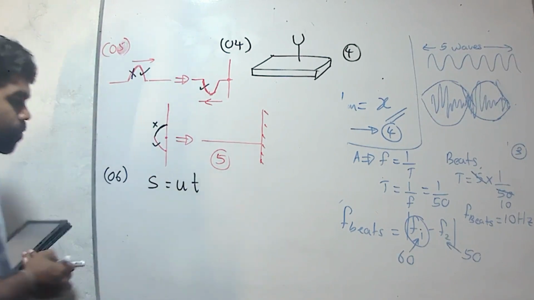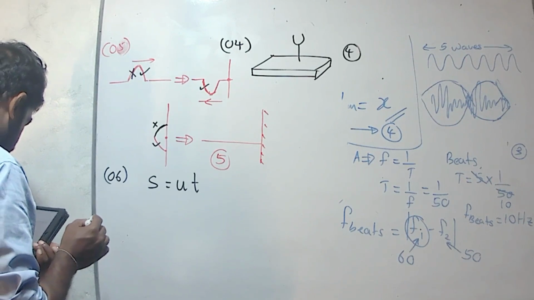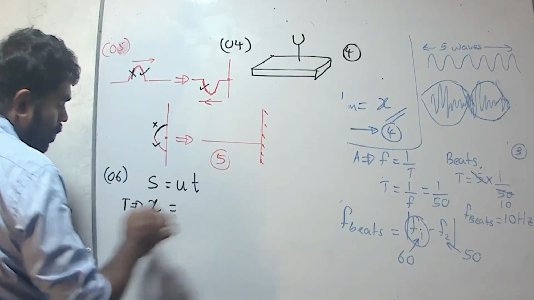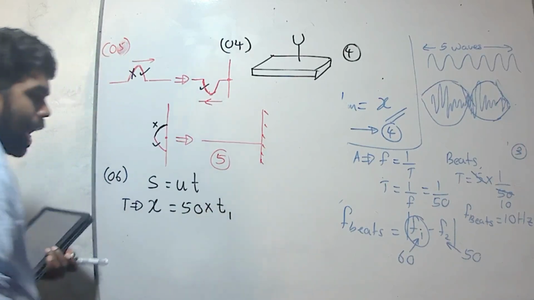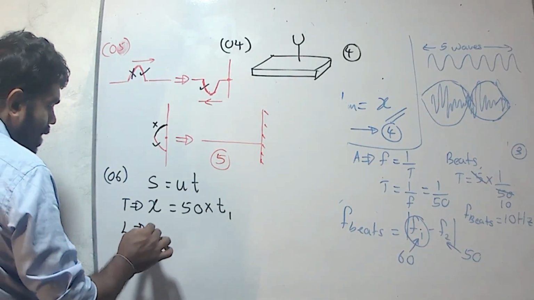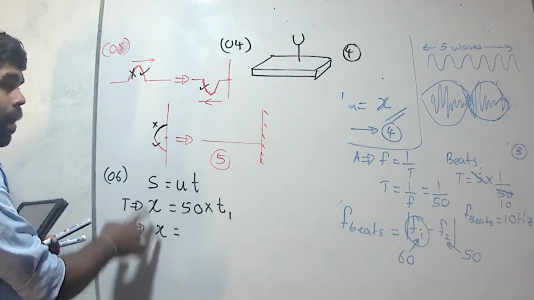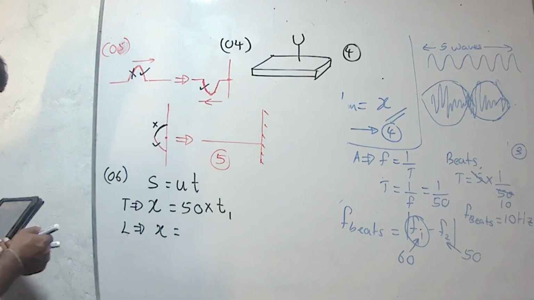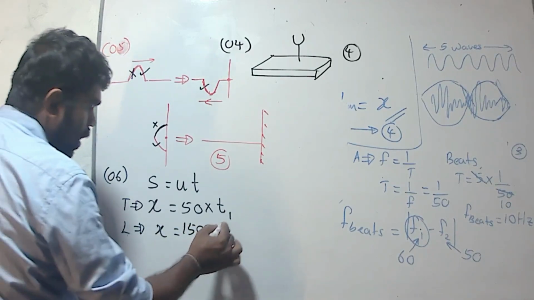We can consider transverse waves and longitudinal waves. We can use S equals ut for both waves. I will use S equals ut for the transverse wave. We have to find the distance, the velocity of the transverse wave is 50 meters per second, and I will get the time for the transverse wave as t1. Then for the longitudinal wave, there is the same distance, because these two distances are the distance between the scorpion and the insect. Therefore, there is the same distance for both waves. Speed 150, I will get the time as t2.